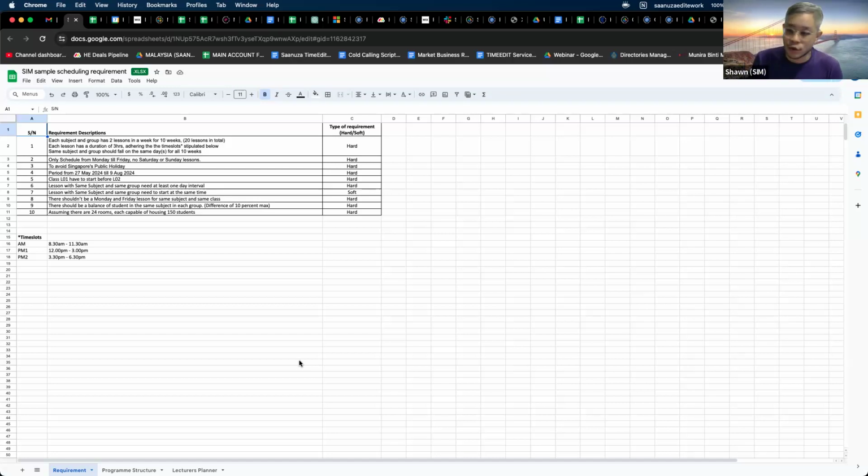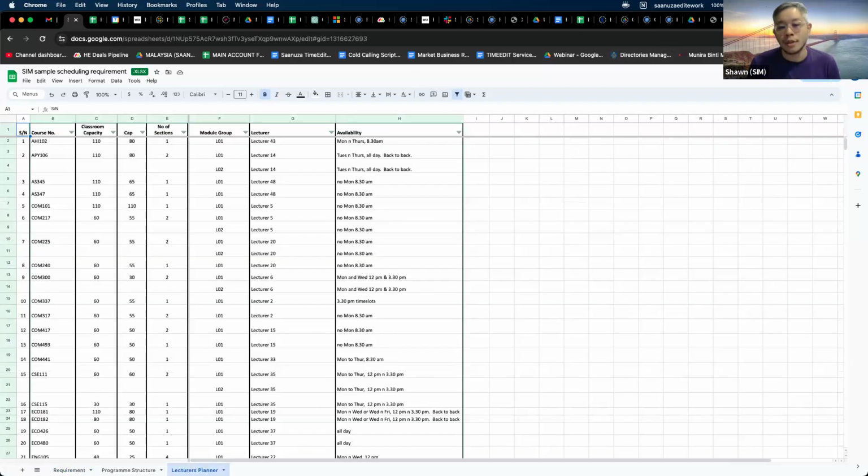Then after that, we'll apply constraints like is there any sequencing to it? Is there any day gaps? What's the maximum, what's the minimum day of gap that we can have? And then after that, other constraints like lecturers' availability. We'll tag all the lecturers and then indicate when they are not available. So the system will know when they are open and slot them according to all the requirements.